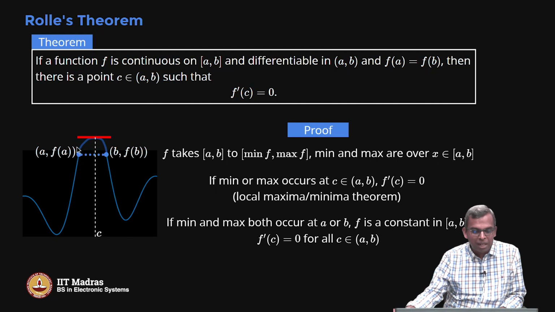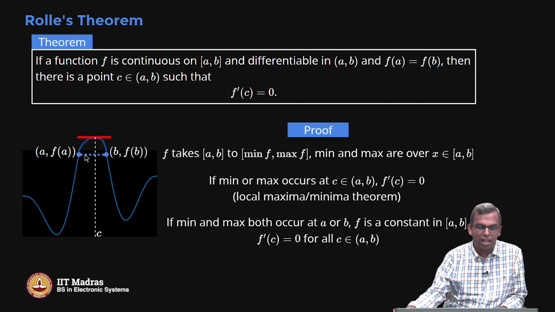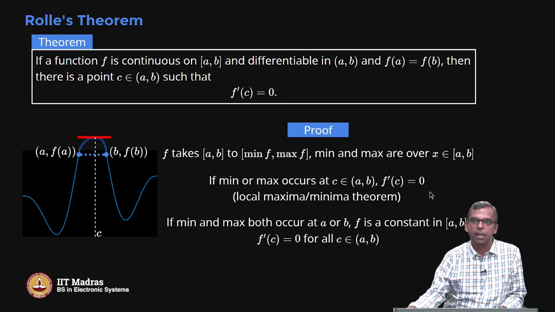So if both min and max are equal, then what should f be in that interval? It should just be flat. If it is flat, then of course f prime of c is 0 for all c there. So it's a flat line, and flat has slope 0 everywhere. So whatever may happen to this min of f, max of f location, you are guaranteed a point c such that f prime of c is 0, and that concludes the proof of Rolle's theorem.